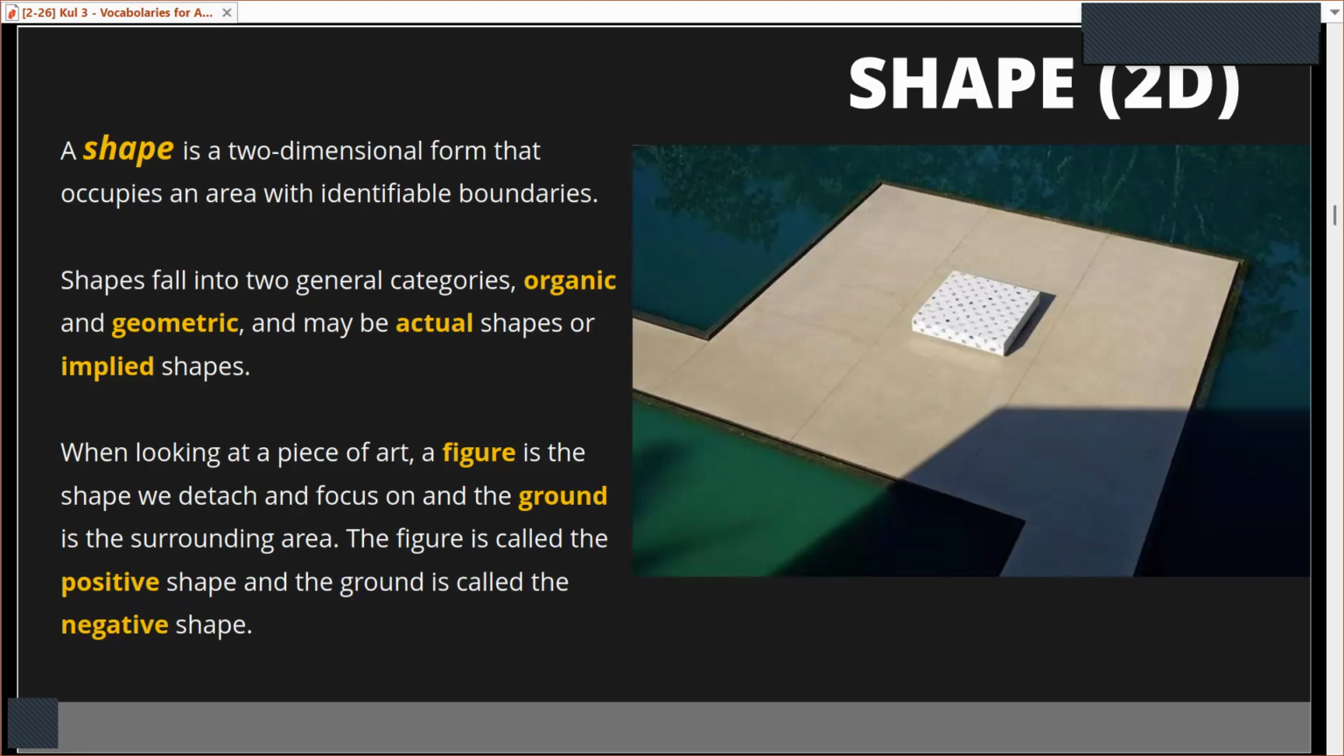Yes, and especially the bark of the trees. That can be an inspiration too. It can inspire you to create patterns or decoration or whatever in the architecture. For geometric, of course, this table is geometric, the door is geometric. And maybe actual and implied, as we discussed earlier.